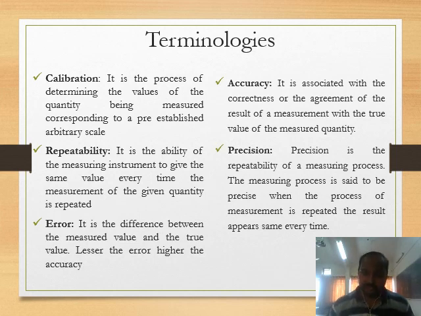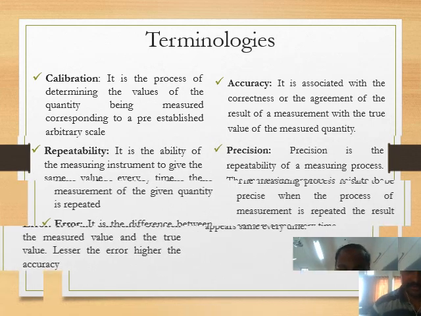Accuracy means those values need to be equivalent or near to the close value, that is the true value. That is accuracy. So accuracy and precision need not be the same.